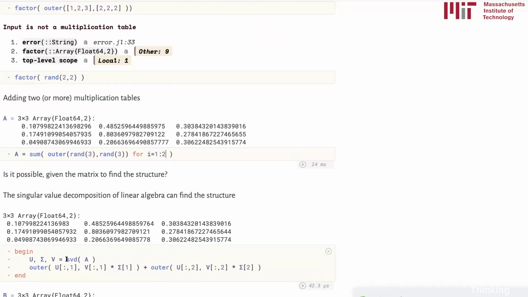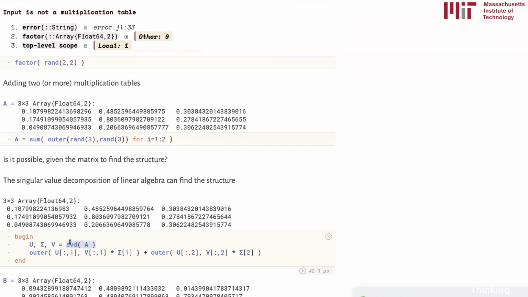So here is the SVD of the matrix. The SVD of the matrix, the singular value decomposition, always returns a matrix, a vector, and a matrix, right? So let me put that in here. So U and V are matrices, okay, and sigma is a vector. Okay, they have some special properties.